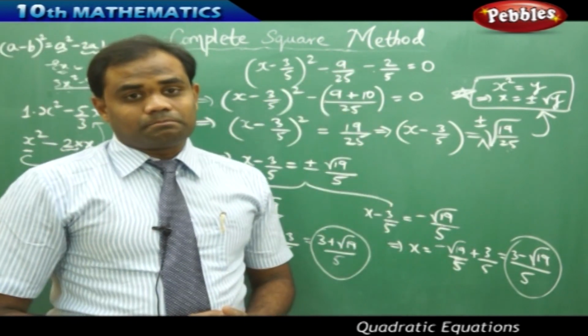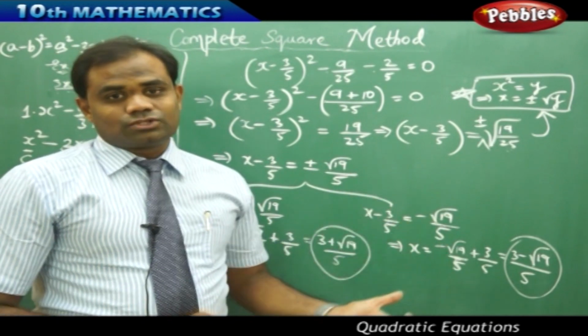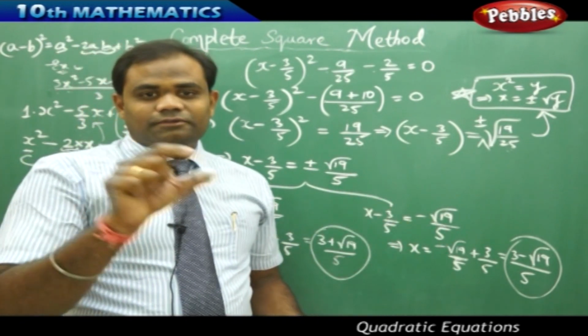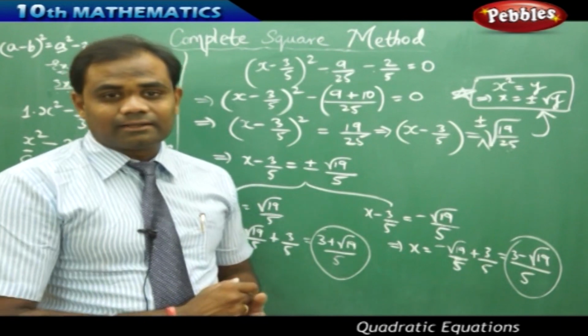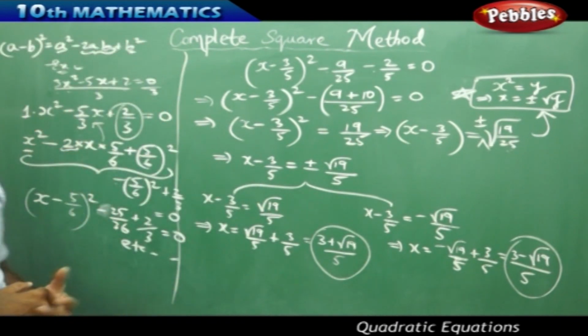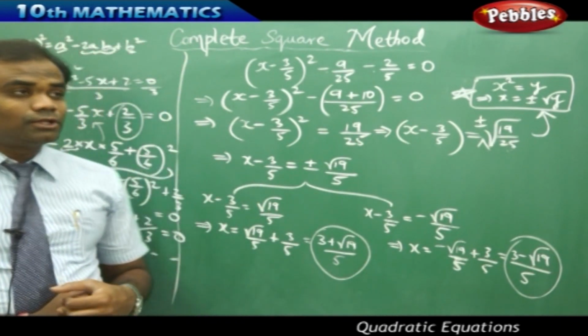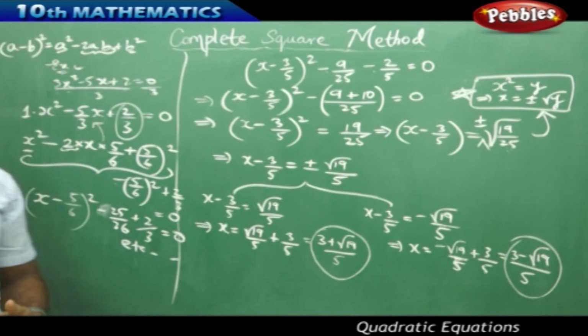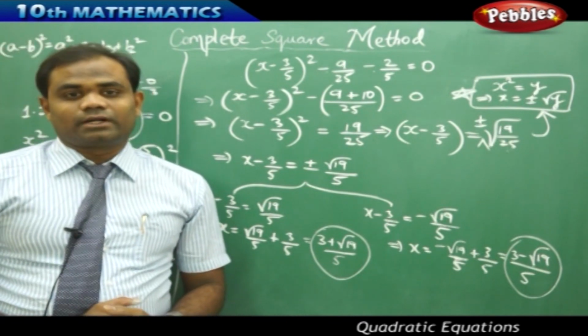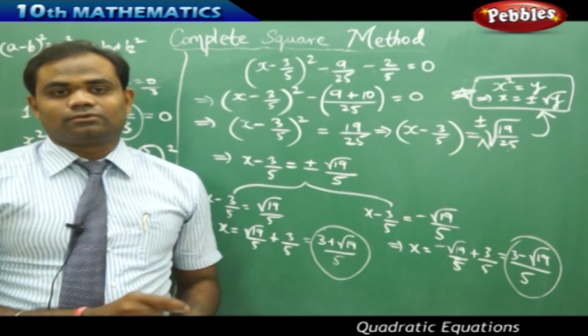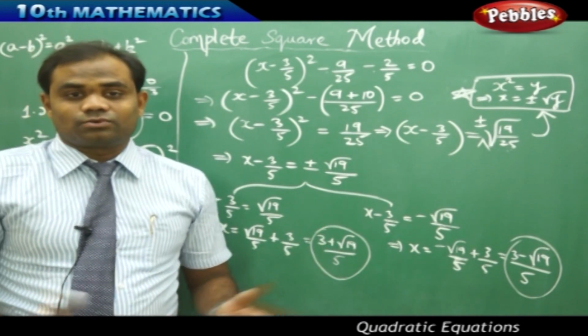But the most important part of this method is to identify the coefficient of x squared and then reducing this to a complete square form, either by using the formula (a minus b) whole square or (a plus b) whole square, is a very important note for this method, the complete square method.